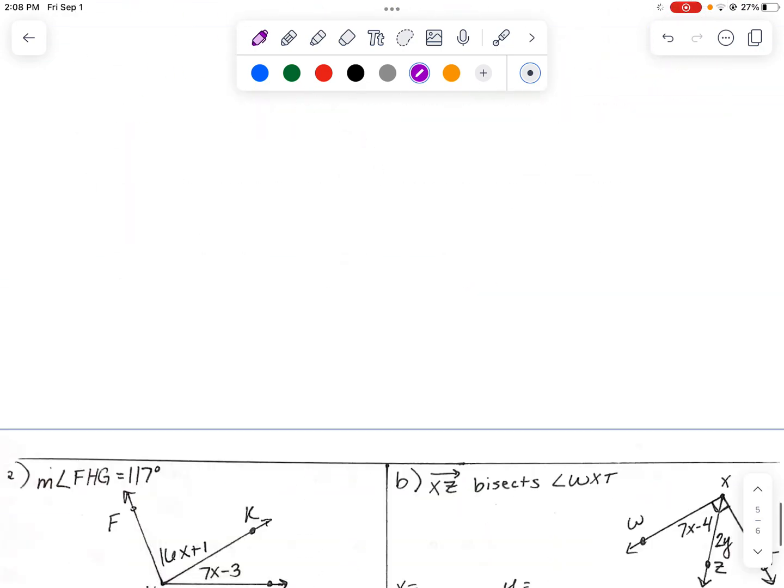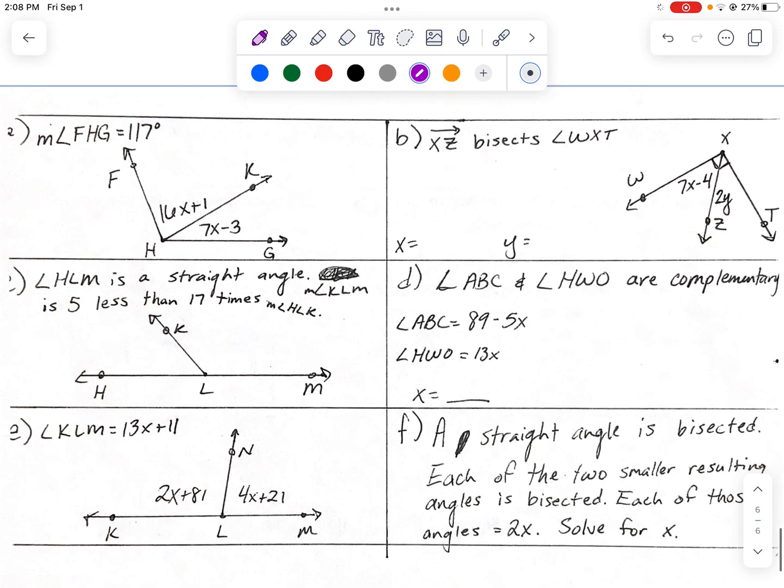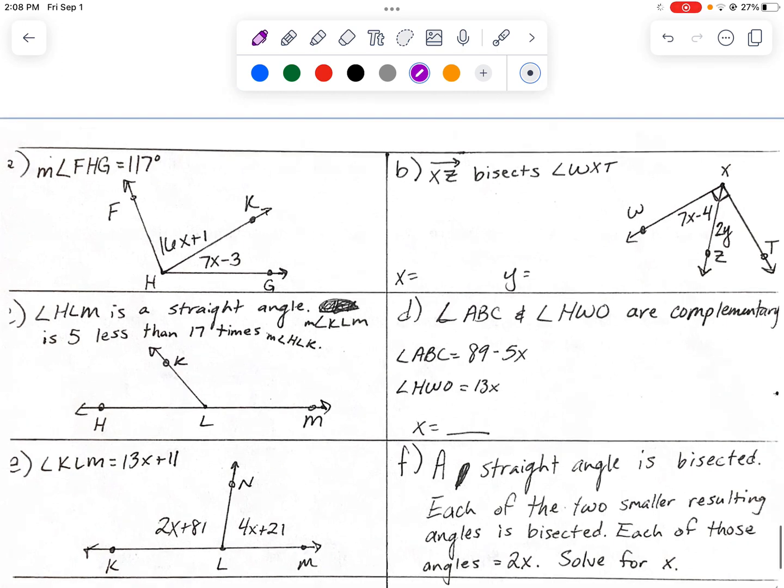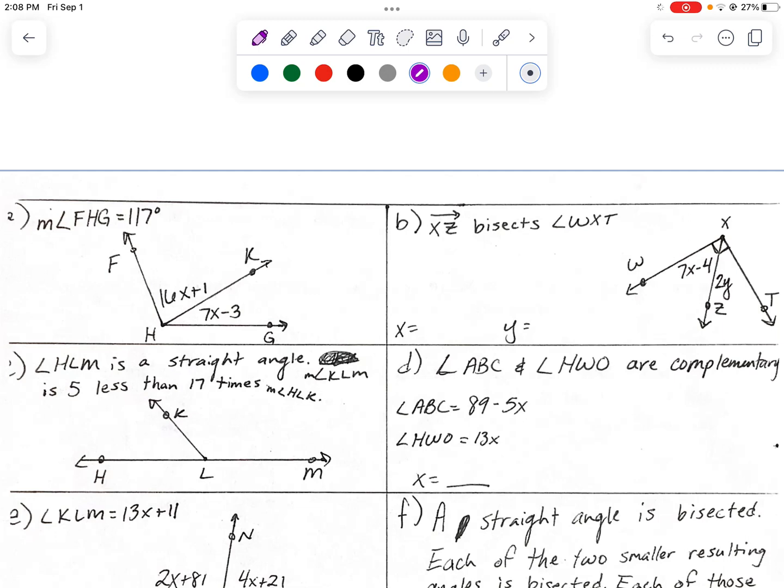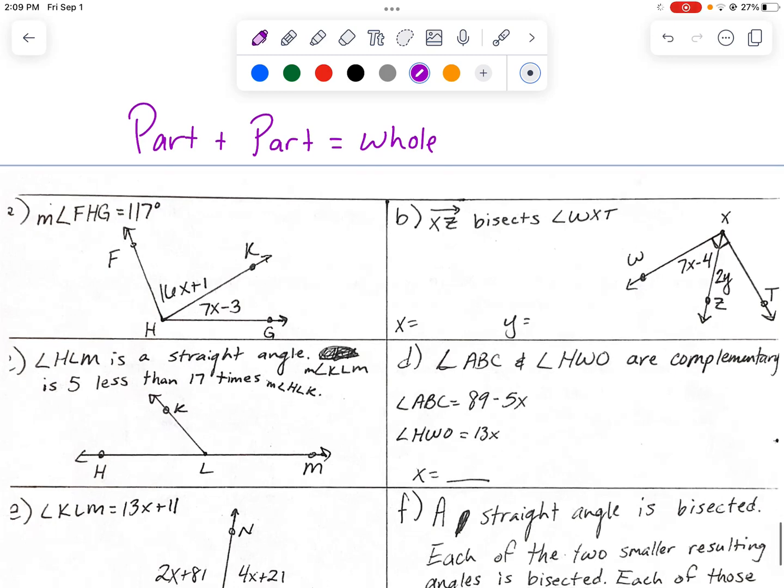Okay. I'm going to go down to our last 6 problems for the day. These are our angle addition problems, where I'm adding up the two smaller parts to get the whole. Now I'm going to ask you to pause the video and try A and B on your own, and then unpause and check your work when you're ready.